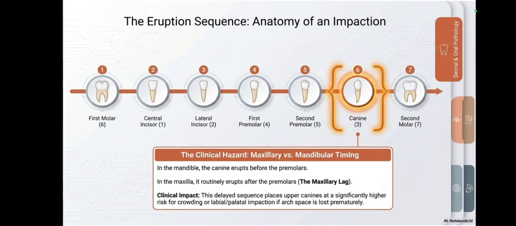So you can see in the diagram, the first molar erupts, and then comes your central incisor, lateral incisor, both the premolars, and then erupts your canine. That's the reason for impaction, and this is routinely called the maxillary lag.